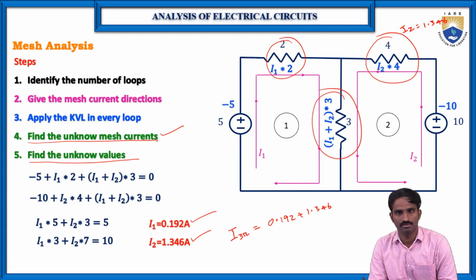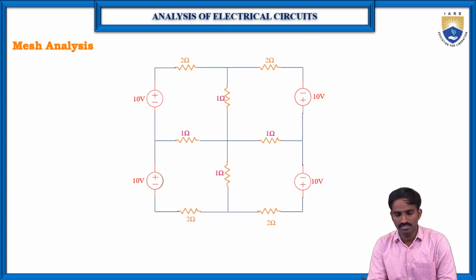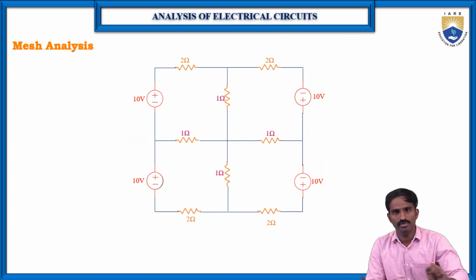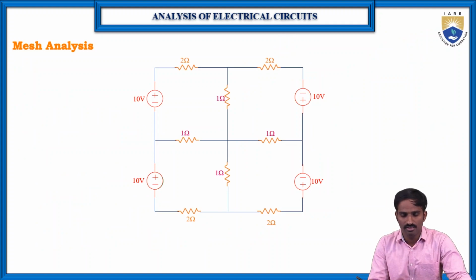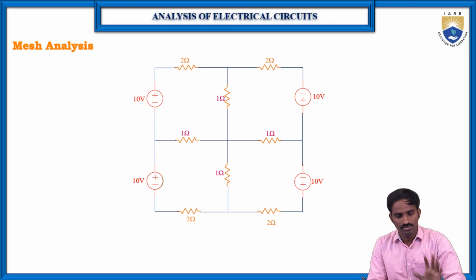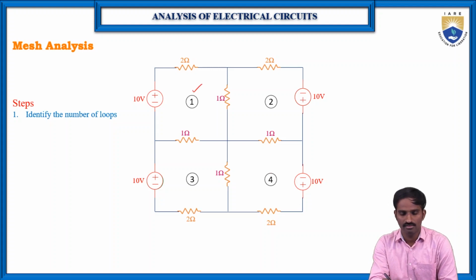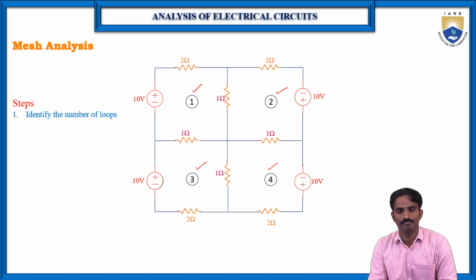Right now, these are two loops, so it is very simple. Let us consider a network having more than two loops. Here you can see this is a somewhat more complex network when compared to the previous circuit. Now we are going to apply mesh analysis for this particular circuit. The first step is to identify how many loops there are. Here there are 4 loops: 1, 2, 3 and 4. So how many mesh currents will we get? 4 mesh currents: I1, I2, I3 and I4.